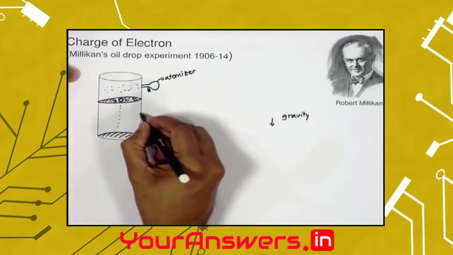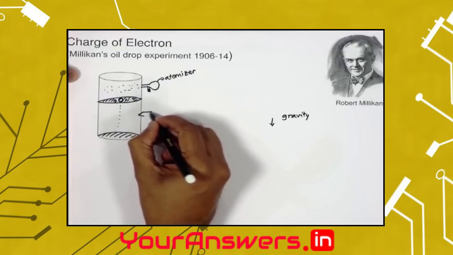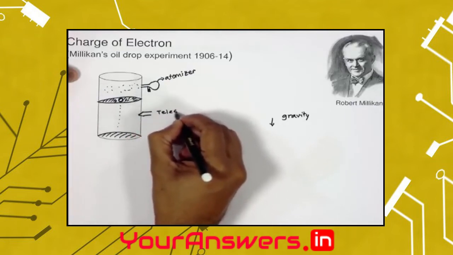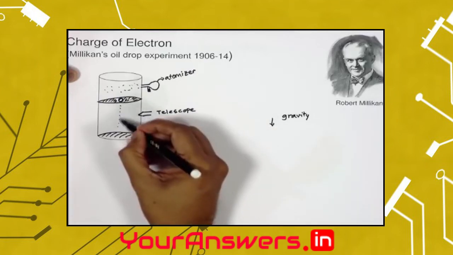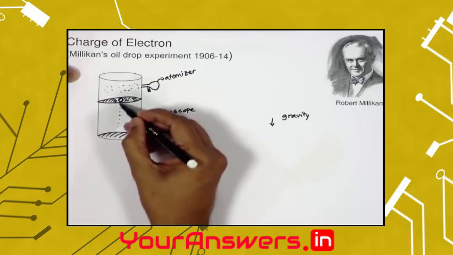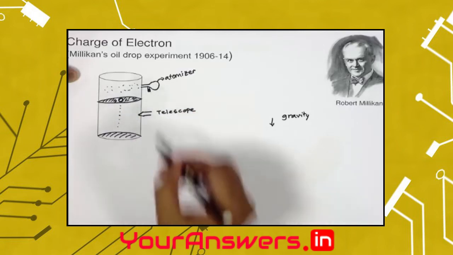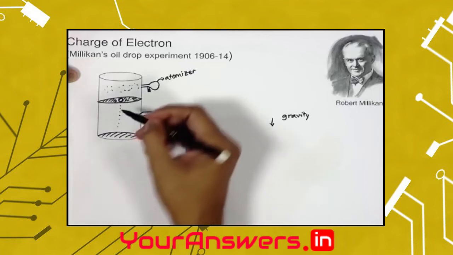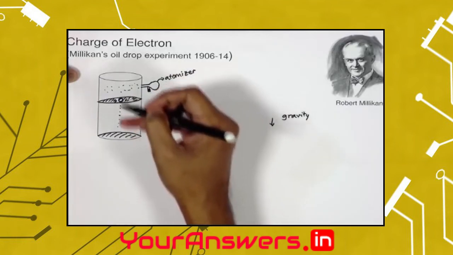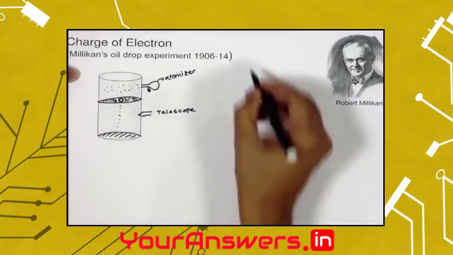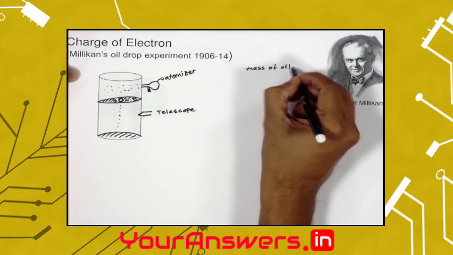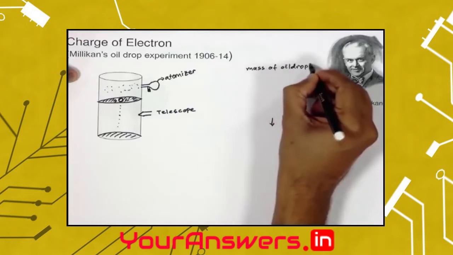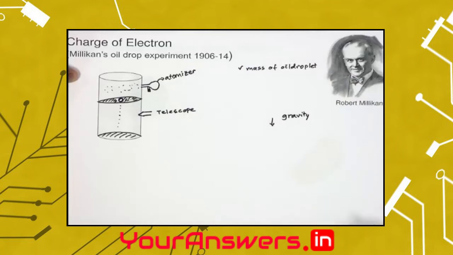What he did was to introduce a small telescope here. What would he do with this telescope? He can look at the motion of these oil droplets when they travel along this direction through this telescope. By doing this, he can monitor how long these oil drops take to travel a distance. From there, he can have an estimation of the mass of these oil droplets that his atomizer is creating. So, we have an initial estimation about the mass of these oil droplets.